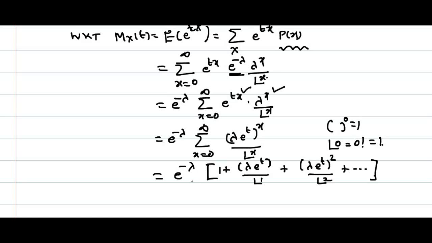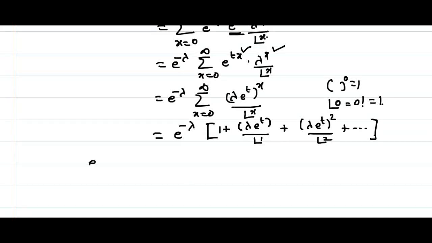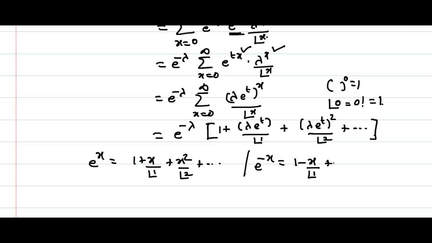Now we have one formula for the exponential: e power x is 1 plus x by 1 factorial plus x square by 2 factorial plus and so on. And e power minus x is 1 minus x by 1 factorial plus x square by 2 factorial minus and so on. Here our series is positive, and our x value is lambda e power t. Substituting in this equation, we get e power minus lambda into e power lambda e power t.